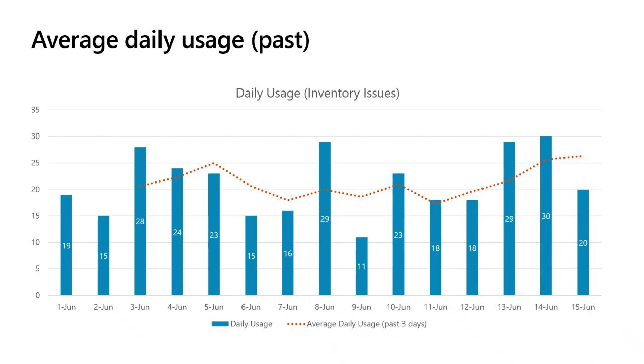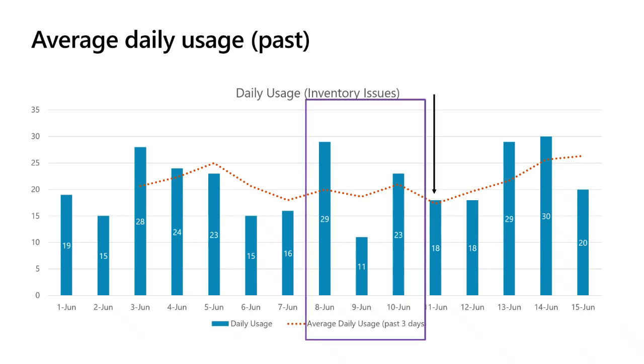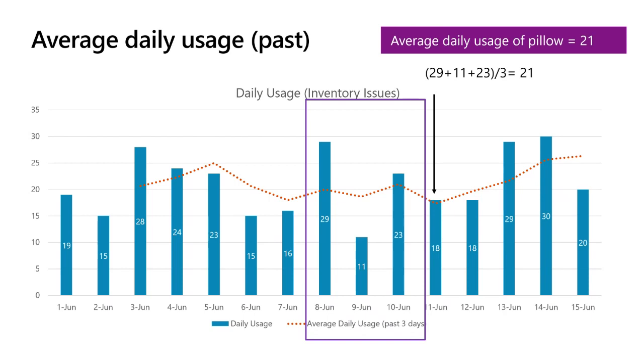In this example, if today is the morning or the beginning of the 11th of June, and we establish a past period of 3 days, the average daily usage is the sum of the usage of the item in the last 3 days. So the 8th, the 9th, and the 10th, which is 21.